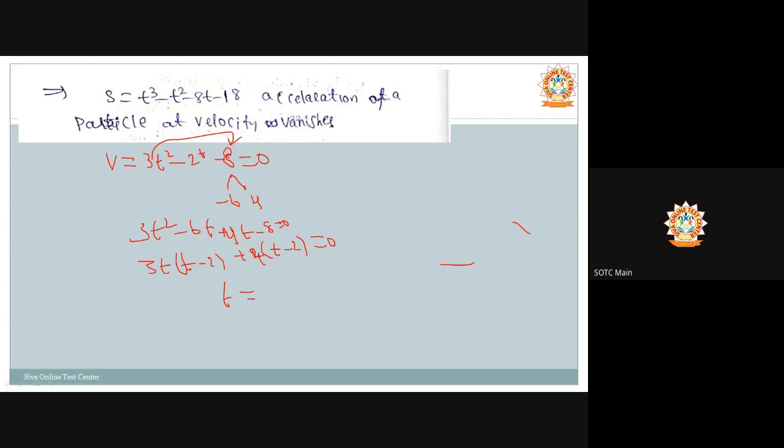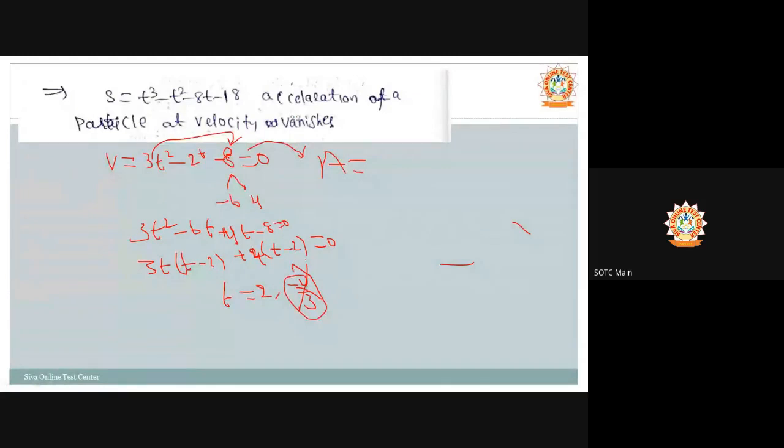So here if you take 4 common, so it will come t is 1 is plus 2 and other is minus 4 by 3. So t time is never be a negative number, so that's why we ignore this. So your t will become 2. So then from this equation calculate the a value. So substitute in the place of t as 2. Tell me what is getting.